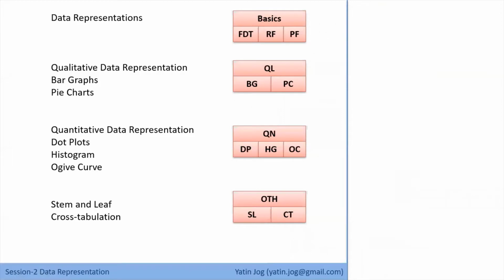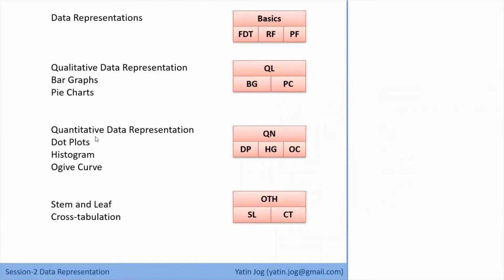So we are going to cover data representations, which are basic types of representation like frequency distribution table, relative frequency, percent frequency. These are the basic types which can be applicable for any type of data, be it qualitative or quantitative. Then specifically for qualitative data, we can use bar graphs and pie charts.